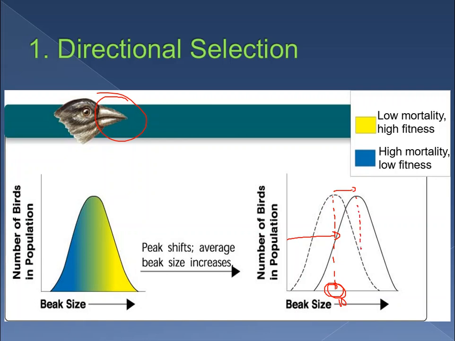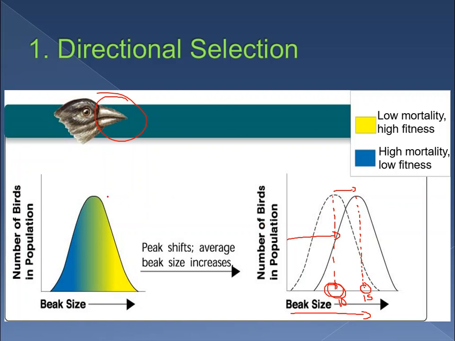Now, after again about 2 or 3 decades, in this case, let's say this is just 15, they saw an average beak size increase over time. So this is called directional selection. You're going in one direction. The trait in question is shifting in one direction to larger beaks or smaller beaks.